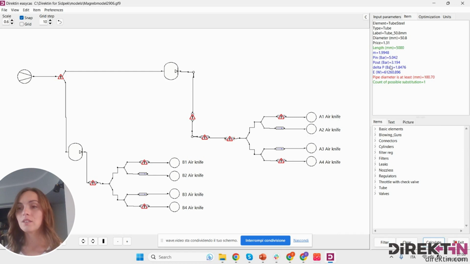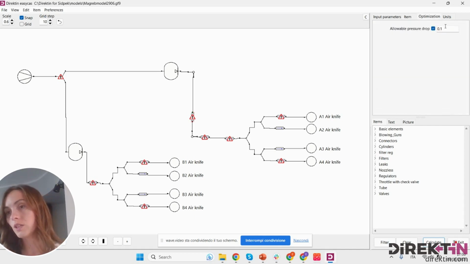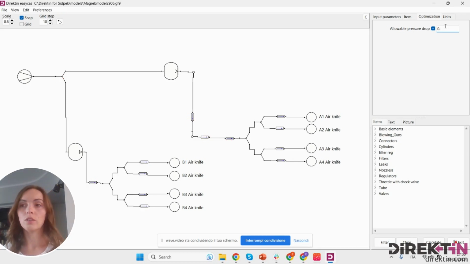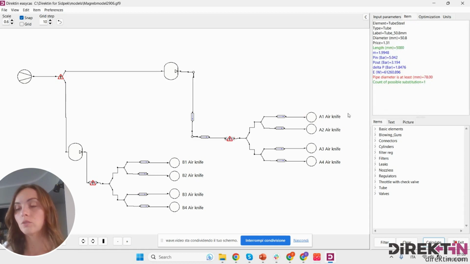So in this case, we got a real picture that the pressure drop was around 1.8 bar, and there were also some minor pressure drops here. While using the model, you can go into the optimization and choose the allowable pressure drop that the program will show you. For example, I ask the program, don't show me any pressure drops below 0.3 bar. So I press calculate, and now I have only 2 pipes here.